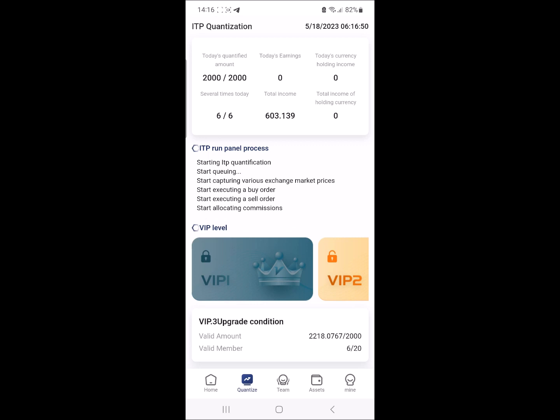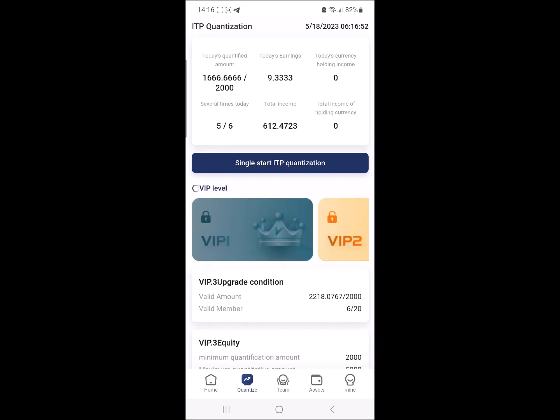Right, allocating commissions. Now, if you look at the top of the screen again, in the center, where it says today's earnings, it has just jumped from 0 to 9.3333. So that is how much I've earned with that particular trade. Now, I will earn the same amount on each of the 6 trades. If you look at the figure there, it's gone from 6/6 to 5/6. So I've got 5 trades left out of my 6.